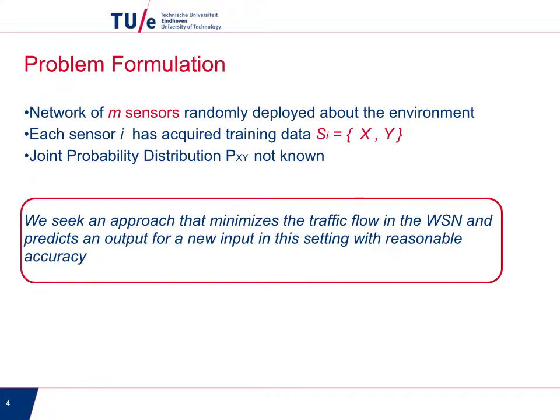Now let us come to the problem at hand. We have M sensors randomly deployed about the environment. Each sensor acquires training data from its environment. For example, here X could model position and Y could model an environment parameter such as temperature. In our setting, the joint probability distribution Pxy is not known. So we seek an approach that minimizes the traffic flow in WSN, which means that we want to minimize the amount of data transmitted from one sensor node to another in the network. And we want to predict an output for a new input in this setting with reasonable accuracy.